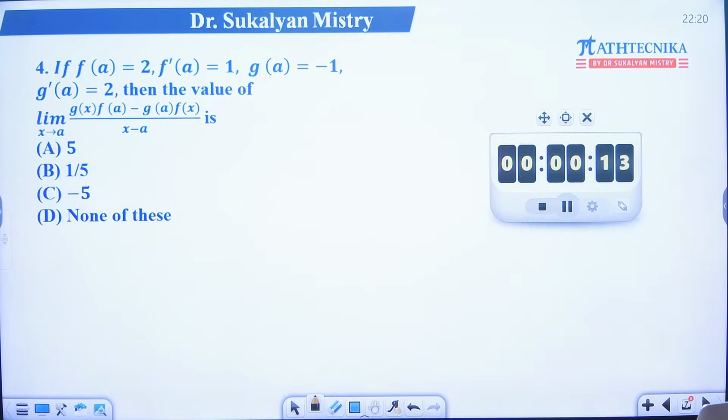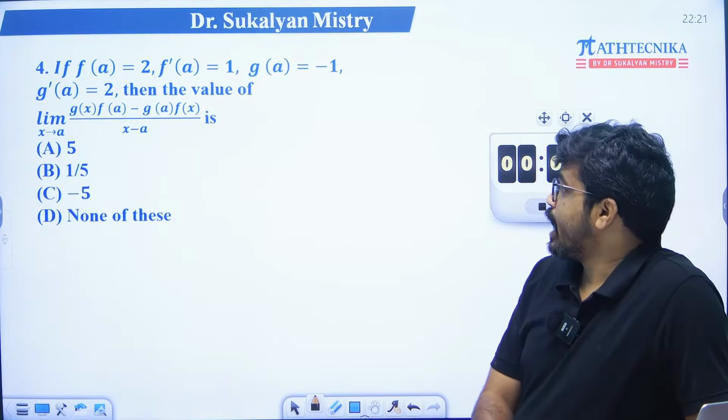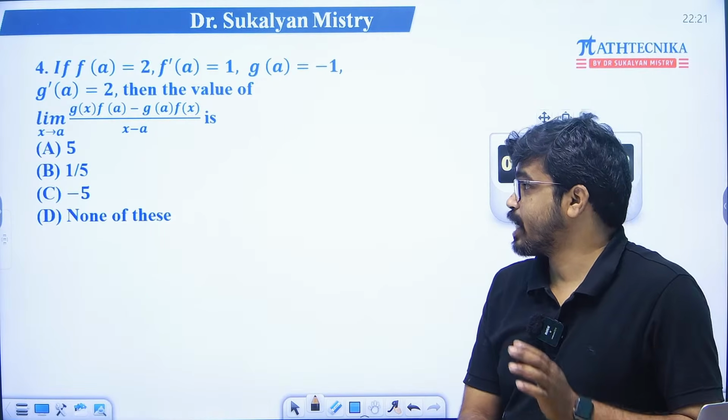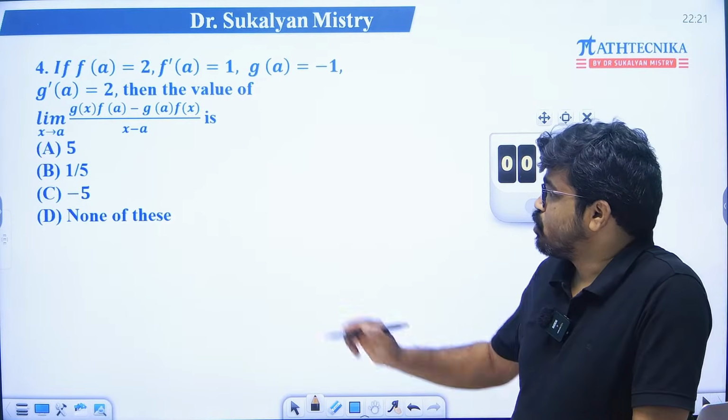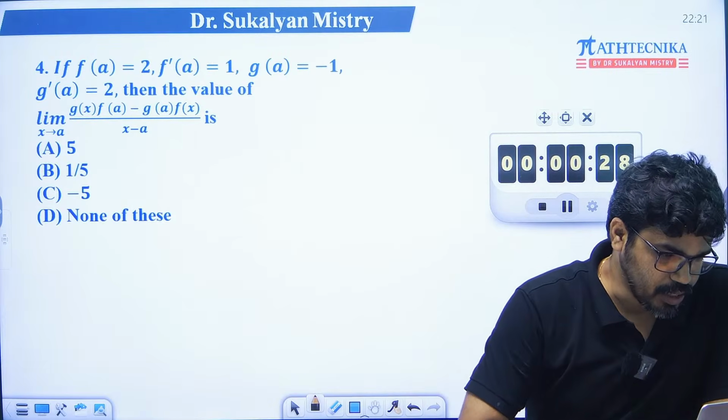What is given here? fa is equal to 2, f dash a is equal to 1, ga that is -1, g dash a that is 2. Then what is the value of the limit? What is the value of this limit?